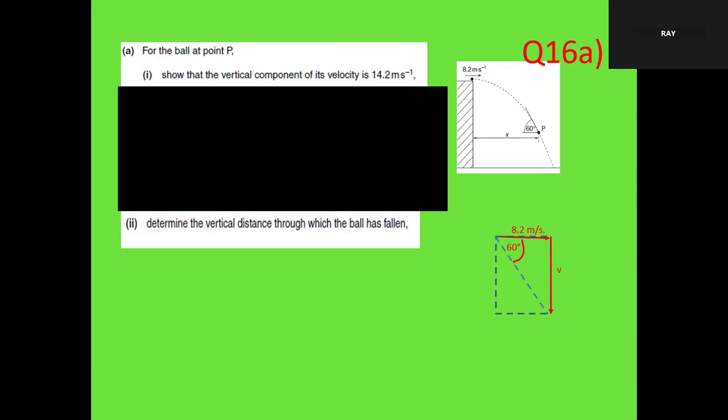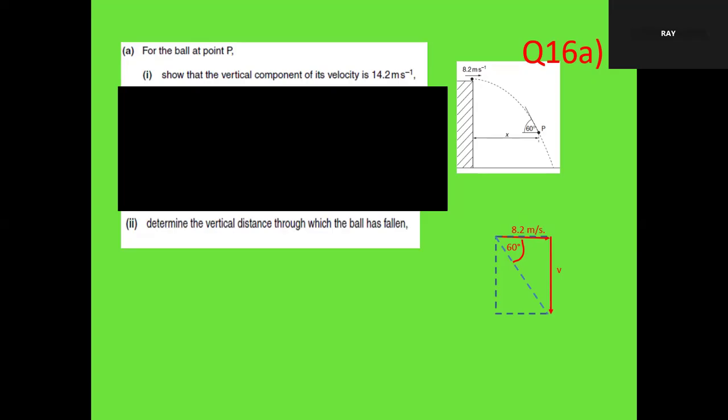For the ball at point P, show that the vertical component of velocity is 14.2. How am I going to do that? You have to resolve the vertical component, right? There is no vertical component given to you. You are given only the horizontal component.